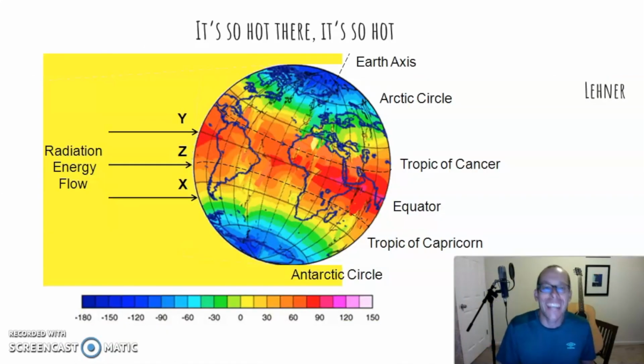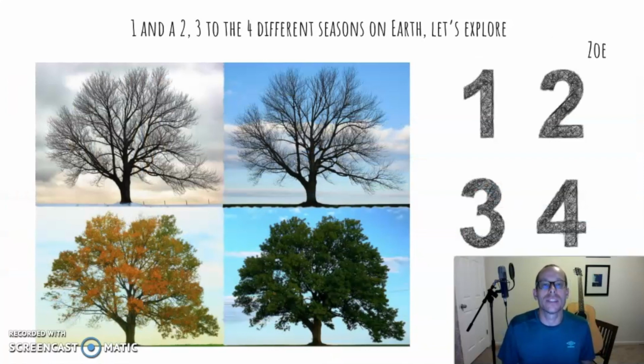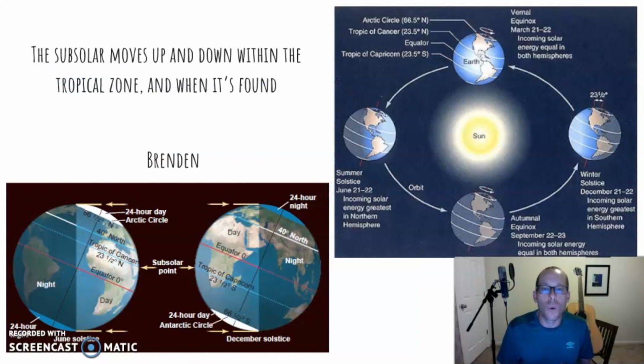It's so hot there, it's so hot. The subsolar point roams in the tropical zone. It's so hot there, it's so hot, yeah. 1 and a 2, a 3, a to the 4. Different seasons on Earth, let's explore. The subsolar point roams up and down within the tropical zones.